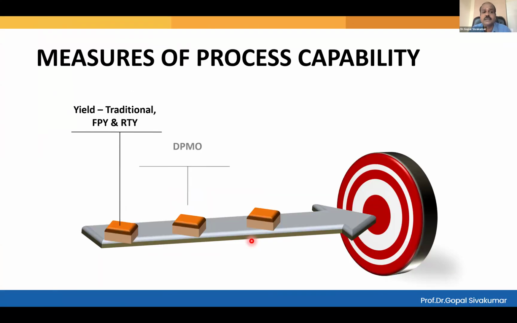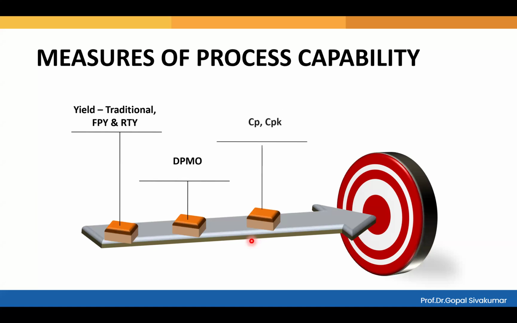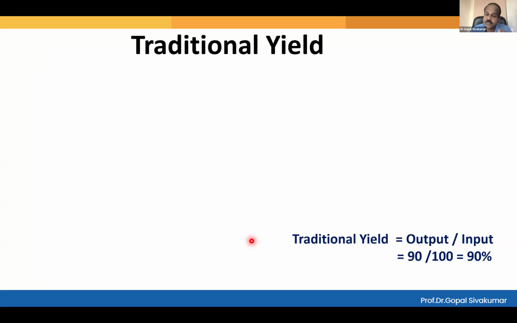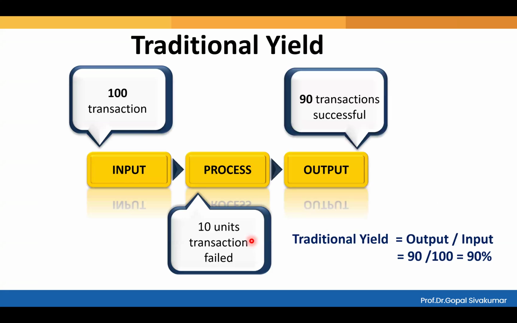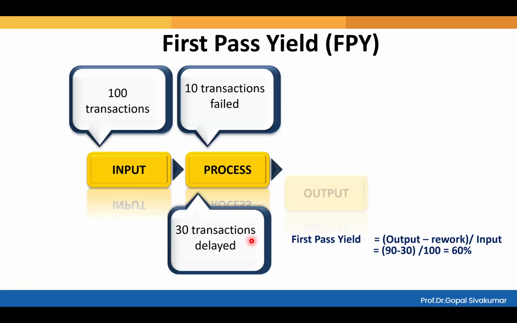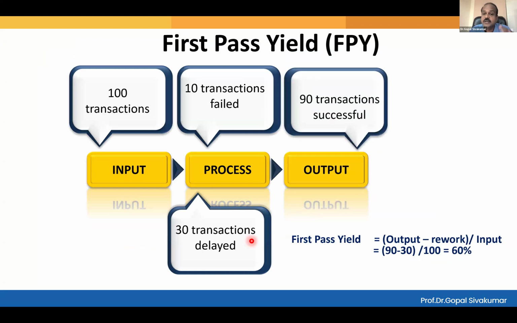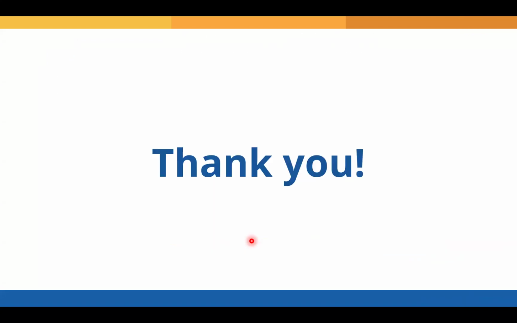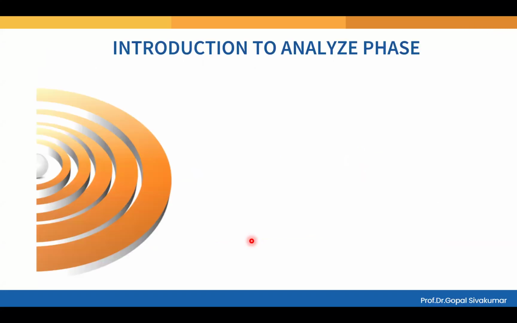And then the yield: traditional yield, first pass yield, DPMO, Cp, Cpk. Cp and Cpk you will be learning next week. But this I have explained. Traditional yield means acceptable output divided by total output, acceptable units divided by produced units. But in first pass yield, we have to subtract what? The reworked units, right? And DPMO calculation, you all know. So this is what we mean by the measure phase. That's it.